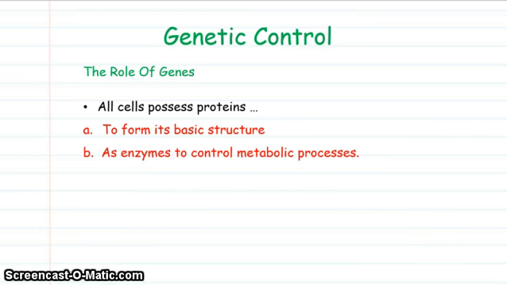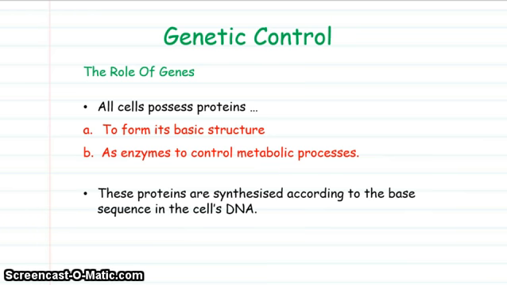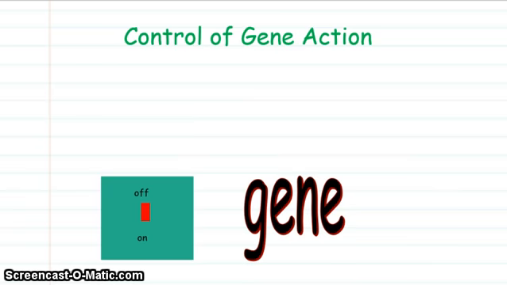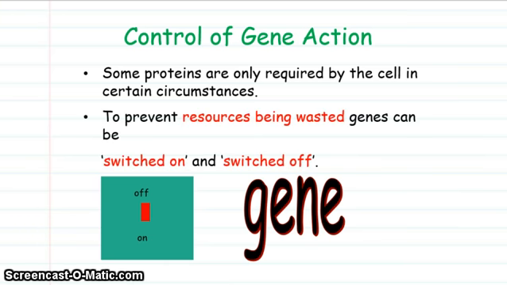If we have a brief look back at genetic control, of course the role of genes is to make proteins. All proteins help to form a cell's basic structure, or for enzymes to control metabolic processes, or lots of other different types of protein, as we have seen. Okay, so each gene is coding for a different protein. Now genes can be switched on or switched off depending on whether the protein that those genes code for is required. Okay, so there's the genes being switched on and switched off.